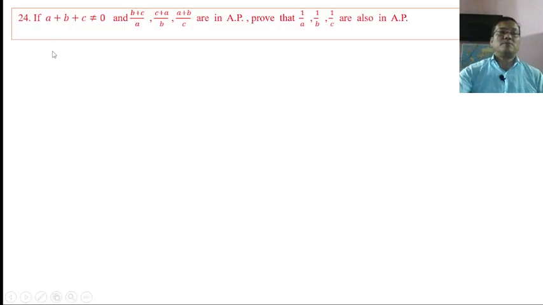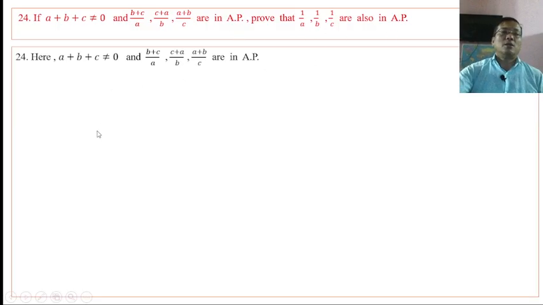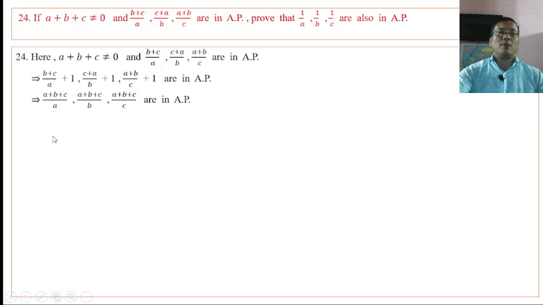24. If a plus b plus c does not equal 0 and these three expressions are in AP, prove that 1 by a, 1 by b, 1 by c are also in AP. These three numbers are in AP. We add 1 to each term. We have this, and summing up we get numerator a plus b plus c in each. Dividing each term by a common non-zero factor, that is a plus b plus c, we get this, which are in AP.